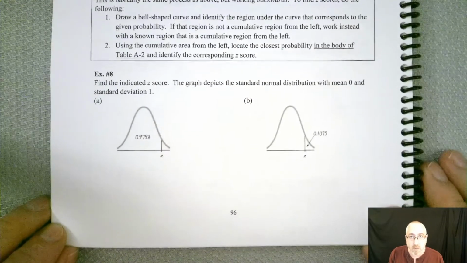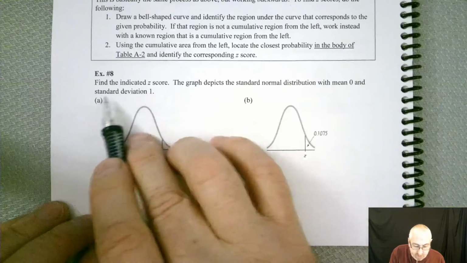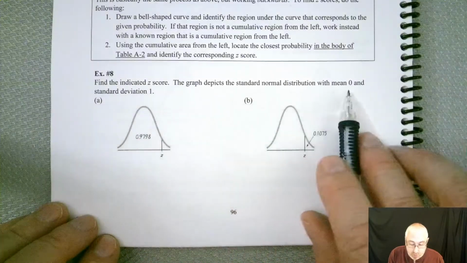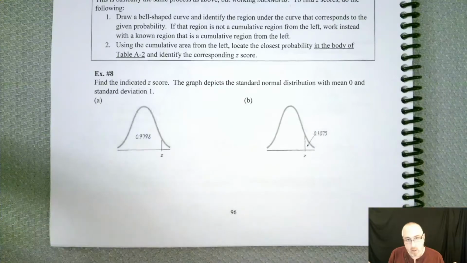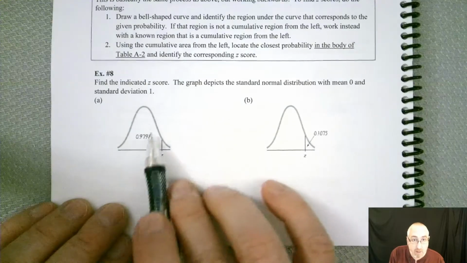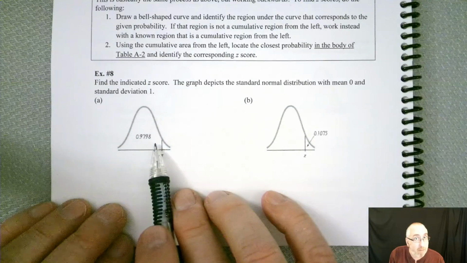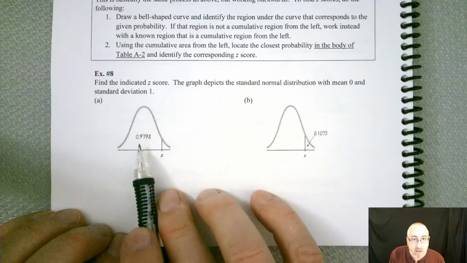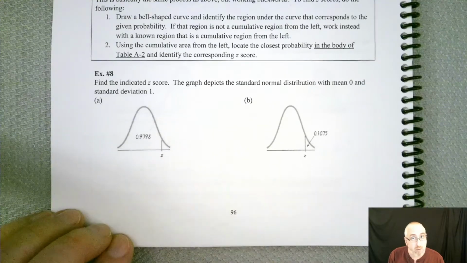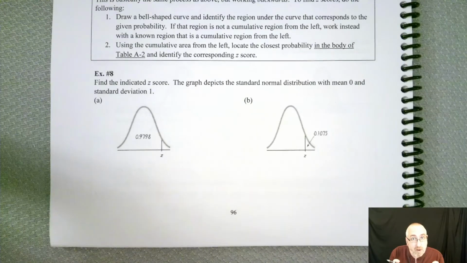So let's take a look at number 8. Find the indicated z-score. The graph depicts the standard normal distribution with a mean of 0, standard deviation of 1. All right, so that's what we have to work with. Now, the one thing we notice is that we have some area here, or probability, underneath the curve. It's on the left-hand side of the z-score in question. So that's a good thing because then we should be able to try to find something directly on the table.